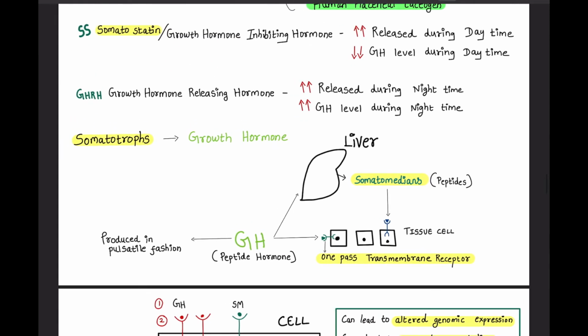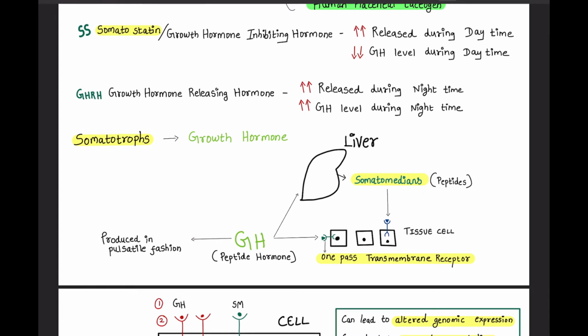So we also know that the growth hormone is produced from an acidophilic cell known as somatotroph. So this growth hormone acts directly on the tissue cells or indirectly through somatomedins. Know the difference between somatomedins and somatostatins. And growth hormone is a peptide hormone, we have discussed earlier, and the growth hormone is produced in pulsatile fashion. We will discuss about this later in this lecture.